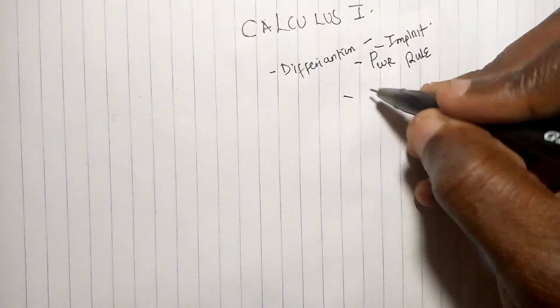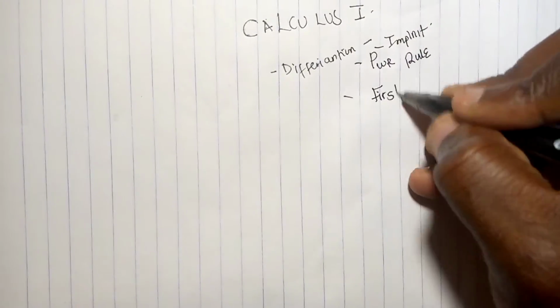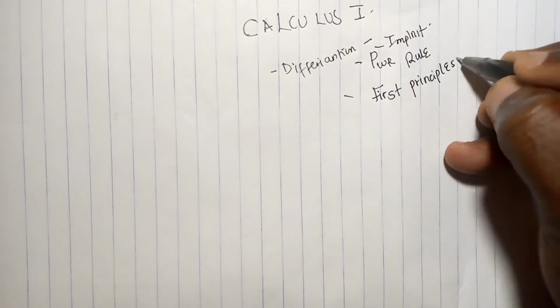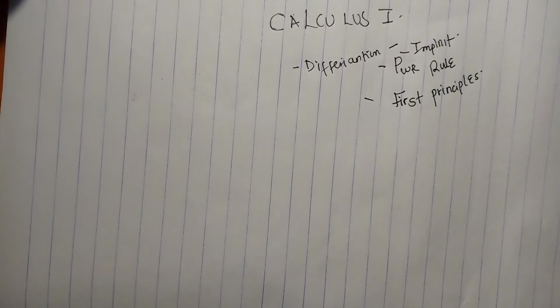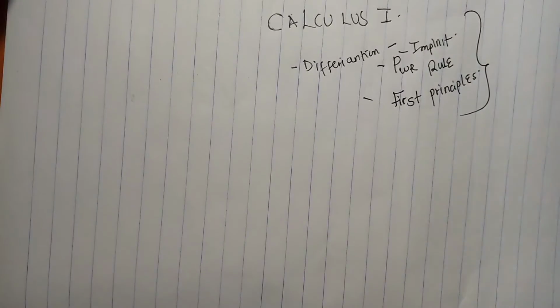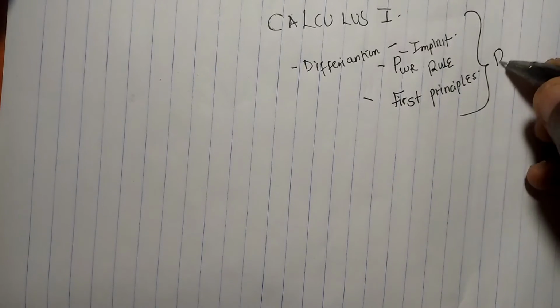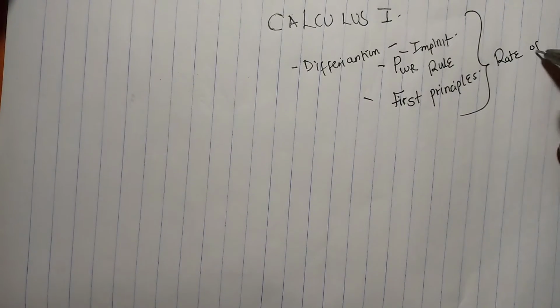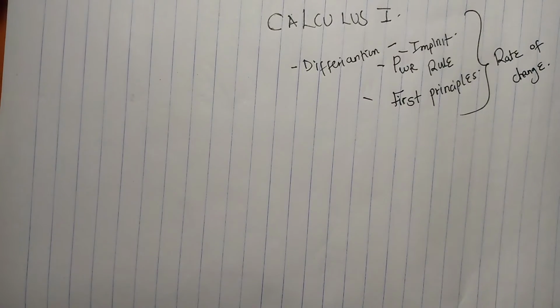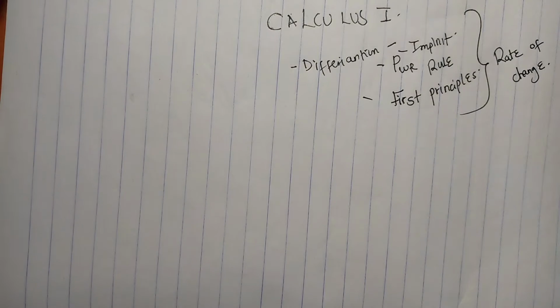And then, of course, we can differentiate through first principles. And we shall learn all these methods. So differentiation through first principles. And at the end of the day, differentiation is basically a rate of change. Of course, I'm going to introduce you guys to all these techniques that you are going to use.